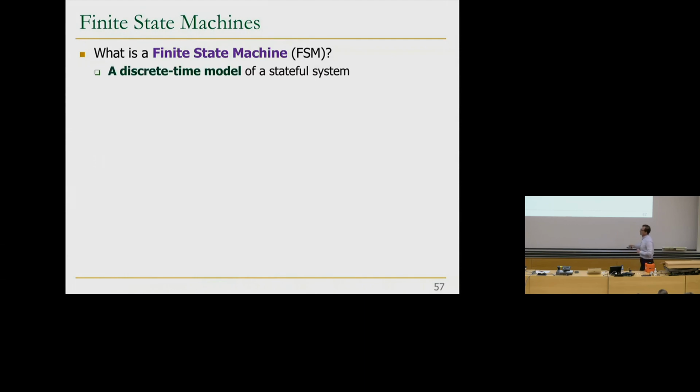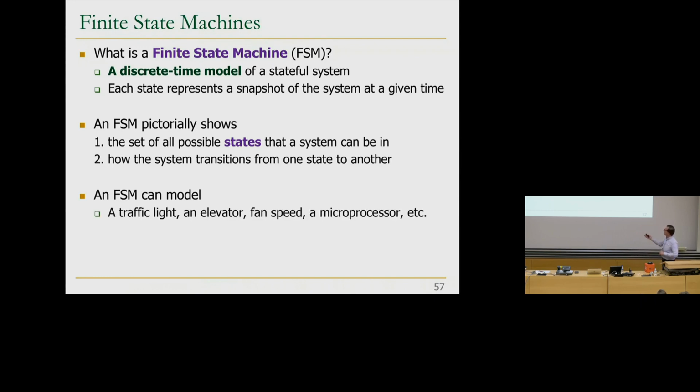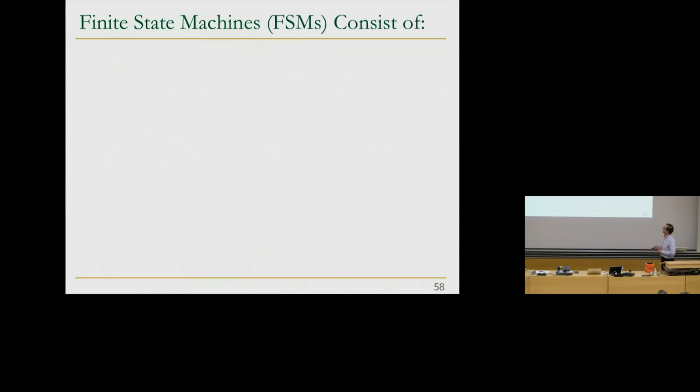So what is a finite state machine? More formally, it's a discrete time model of a stateful system. We have states. Each state represents a snapshot of the system at a given time, as I said. And a finite state machine pictorially shows the set of all possible states that a system can be in and how the system transitions from one state to another. It's a complete description of the stateful system. So it can model a traffic light, an elevator, fan speed, a microprocessor, pretty much anything you can model with finite state machines. And of course, this enables us to pictorially think of a stateful system using simple diagrams. And that's what we're going to do.